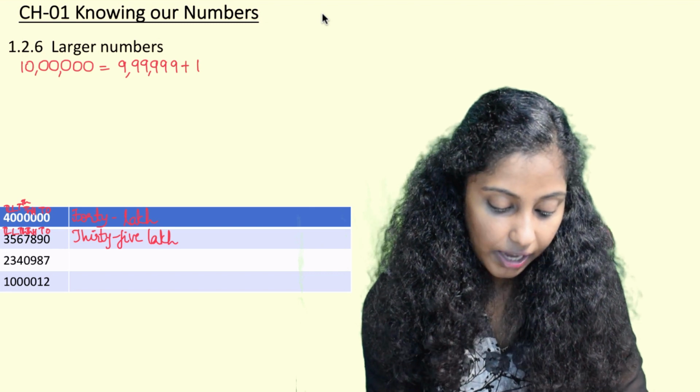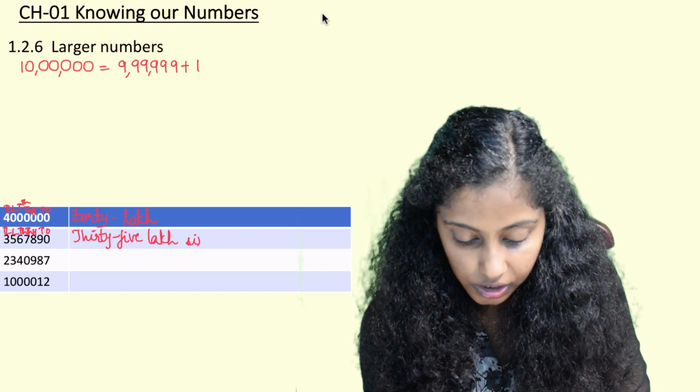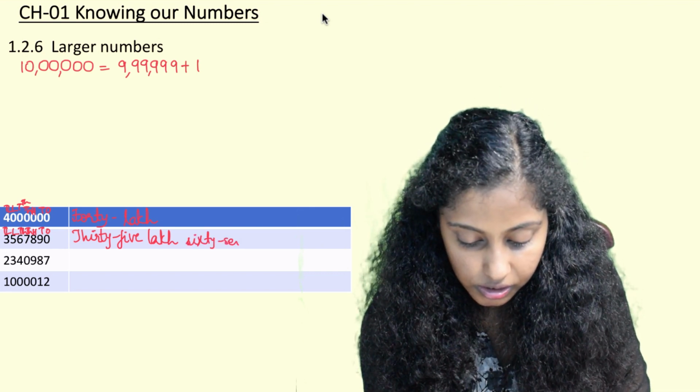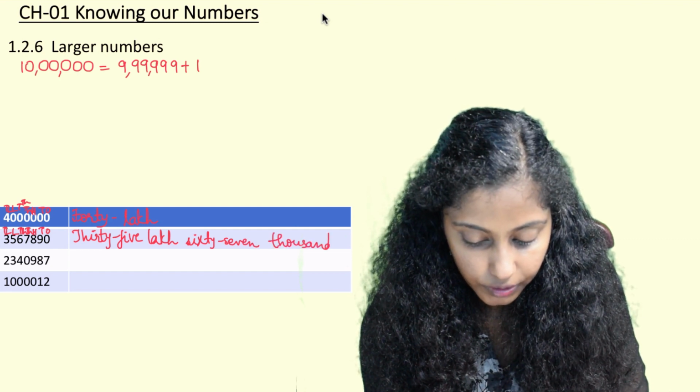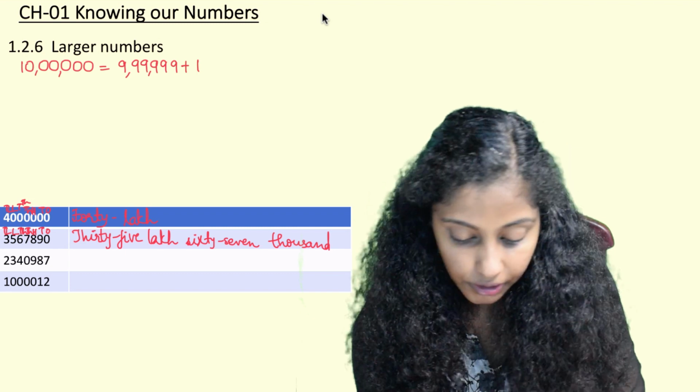Then in thousands we have 6, 7. So that is 67,000. Then we have 890.